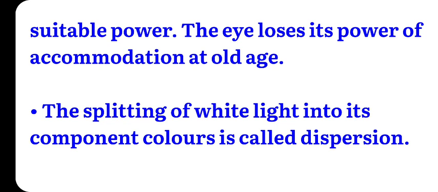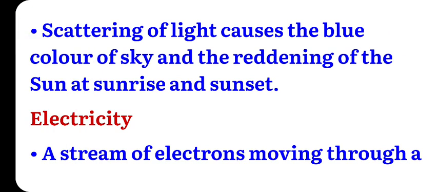The splitting of white light into its component colors is called dispersion. The scattering of light causes the blue color of the sky and the reddening of the sun at sunrise and sunset.